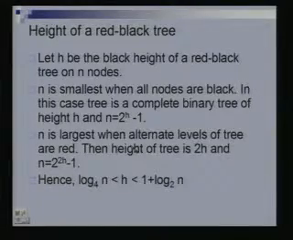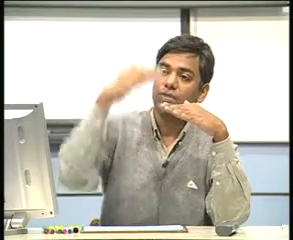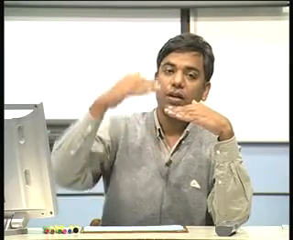When would we have that? When every black node has two red children, but a red node cannot have any red children. So, then it will have to have black children, which will have to have red children, and so on. So, we have these alternate layers of black and red. We start with black, then we have a red layer, then a black layer, then a red layer, and so on. So, if the number of black layers is h, then the number of red layers is also h.